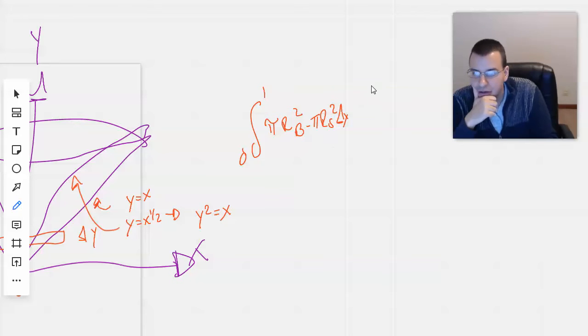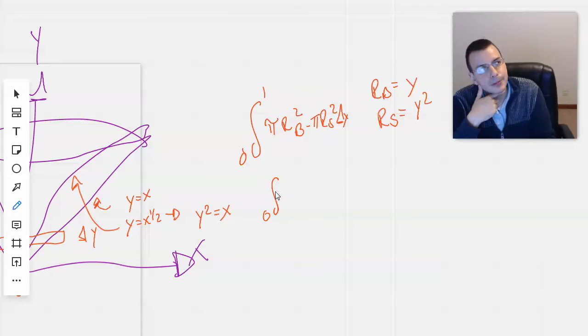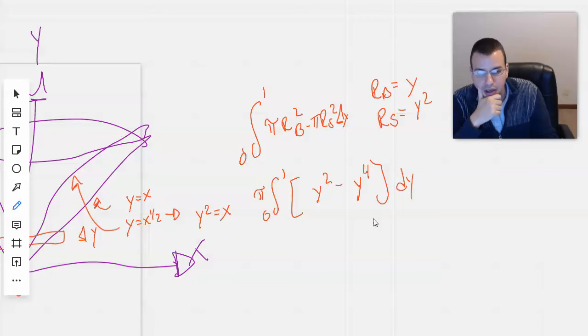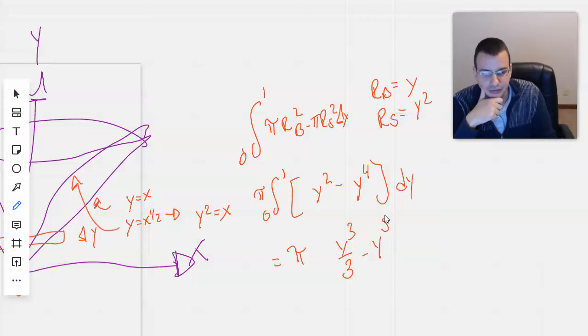So we'll do pi r big squared minus pi r small squared delta y. And r big equals y, and r small equals y squared. Okay? Yep, that makes sense. Between 0 and 1, y squared is smaller than y. Factor out the pi, and then we have y squared minus y to the 4th dy, equals pi times y cubed over 3 minus y to the 5th over 5, from 0 to 1.